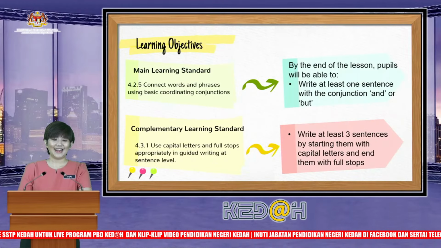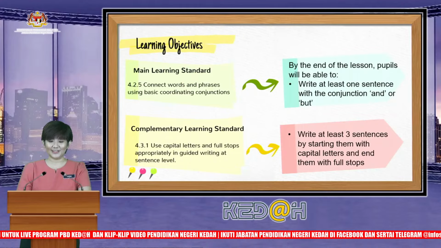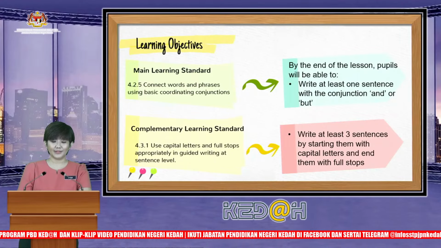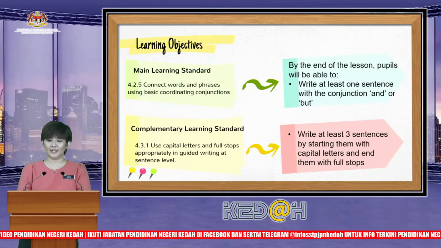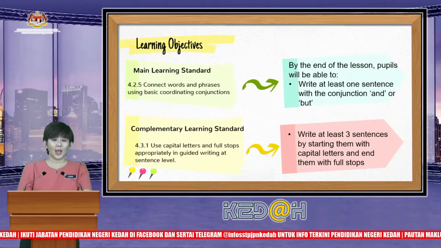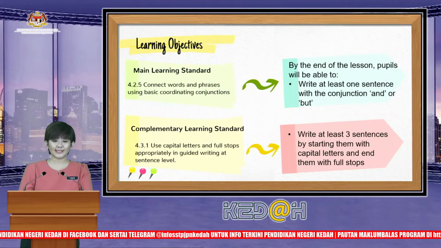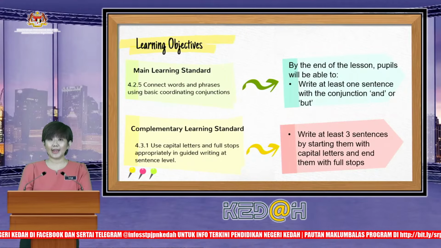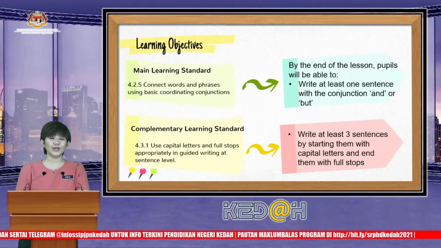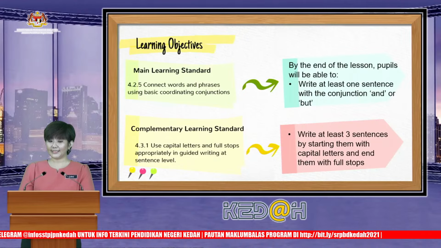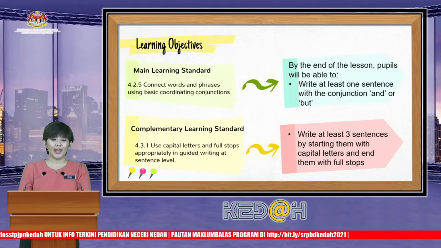So now let's look at the learning objectives. From the main and complementary learning standards, the learning objectives are derived. So the learning objectives for today's lesson are, by the end of the lesson, pupils will be able to write at least one sentence with the conjunction and or but.